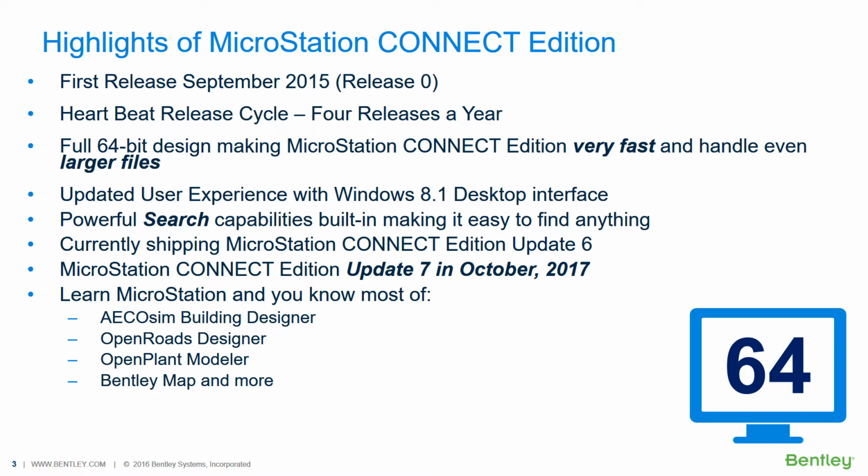In addition, we've done some additional things to the ribbon and to MicroStation in general to provide you powerful search capabilities built into logical places. So search the ribbon, search for levels, search for all sorts of stuff. When you have long lists or things that are hard to find, search has been enhanced substantially in MicroStation Connect Edition. We are currently shipping MicroStation Connect Edition Update 6. So we've done 6 updates since our first release in September of 2015. And in October, we'll be releasing MicroStation Connect Edition Update 7. And that's just a couple weeks away.